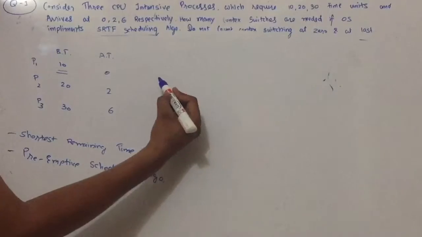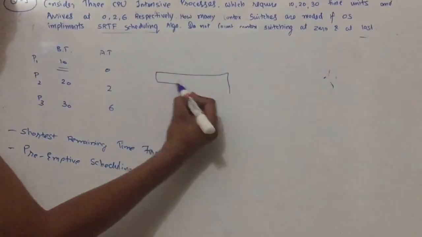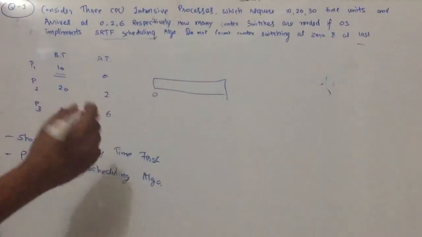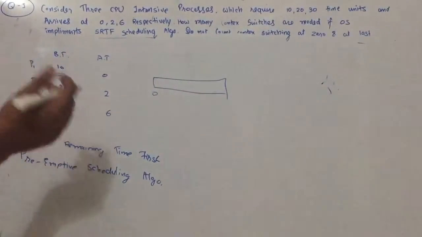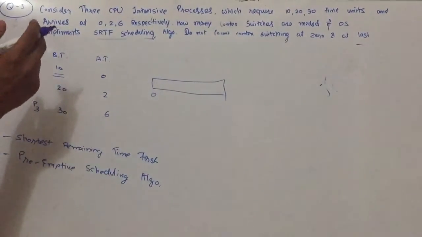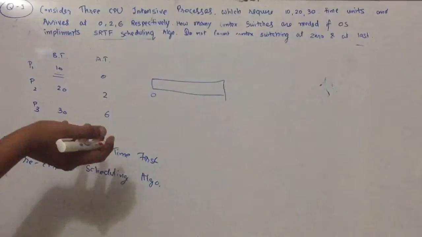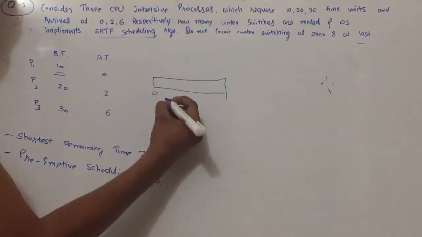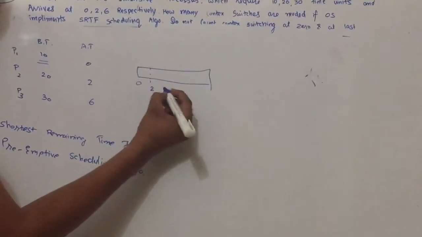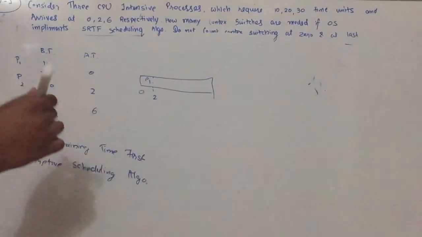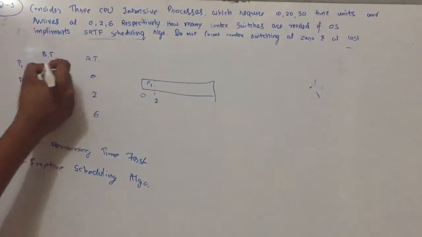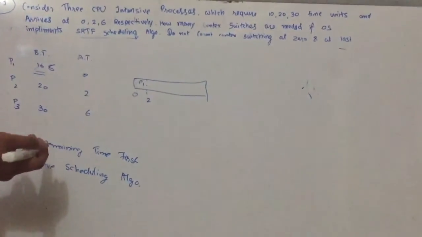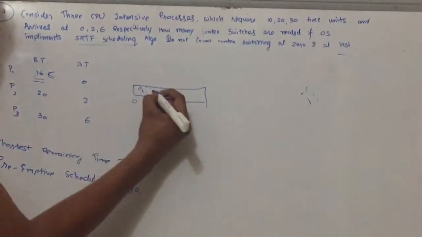I am going to draw the Gantt chart. At arrival time 0, only one process is there, with burst time 10, the minimum. The next process arrives at time 2. At time 2, again the process with minimum burst time is P1, so no context switch.